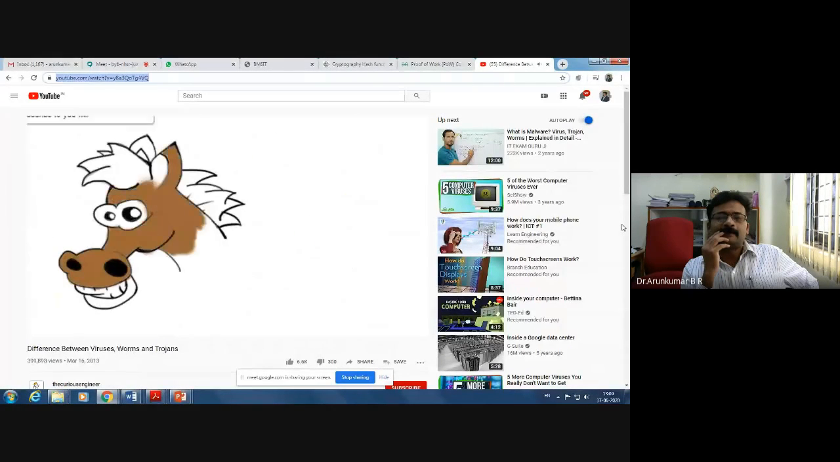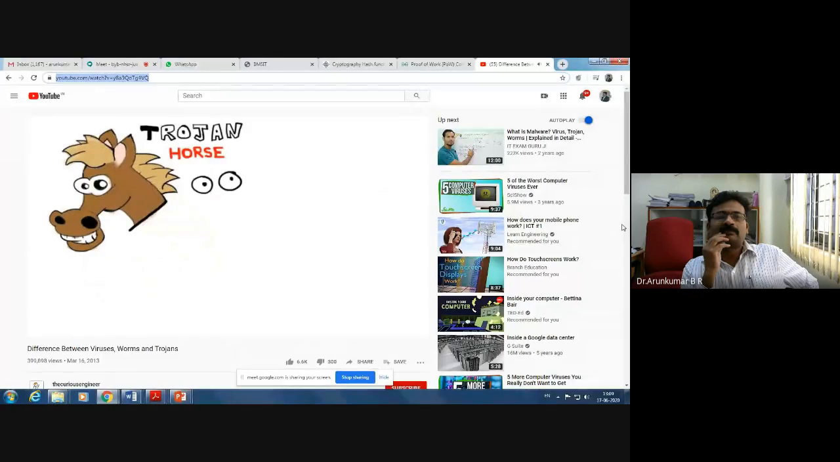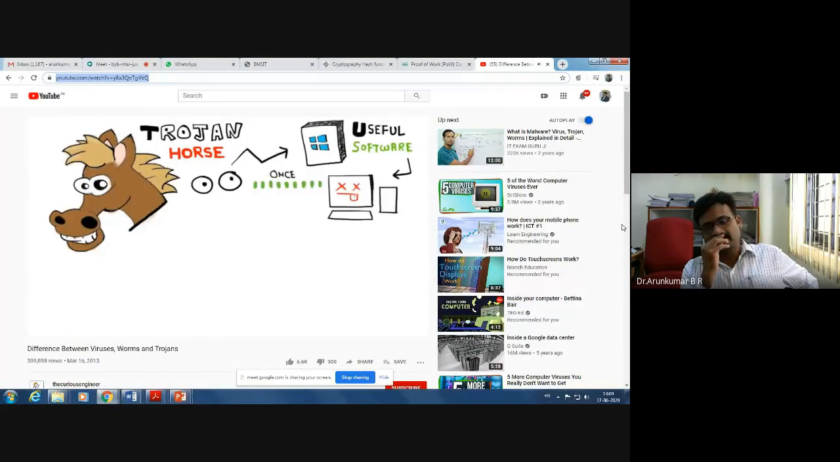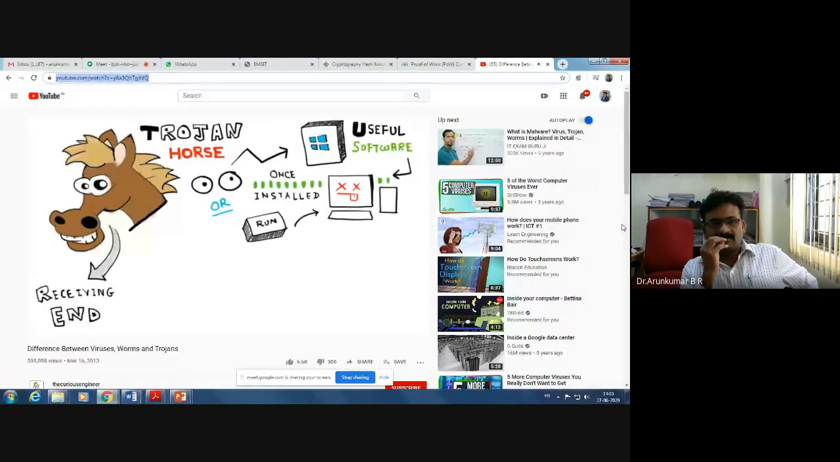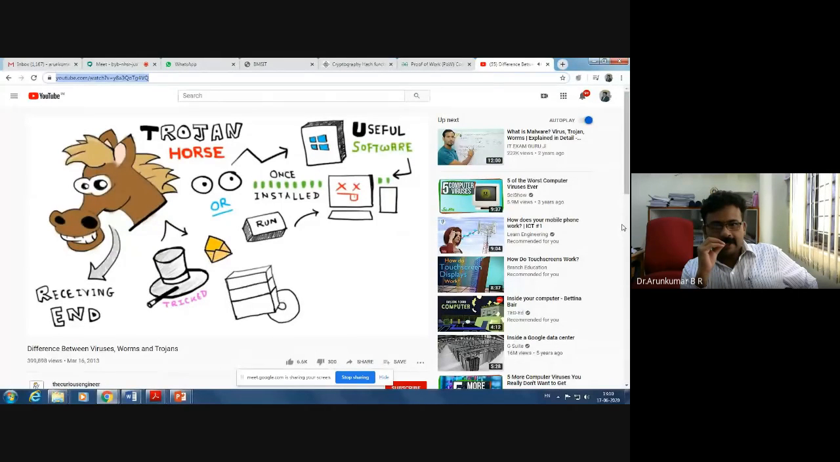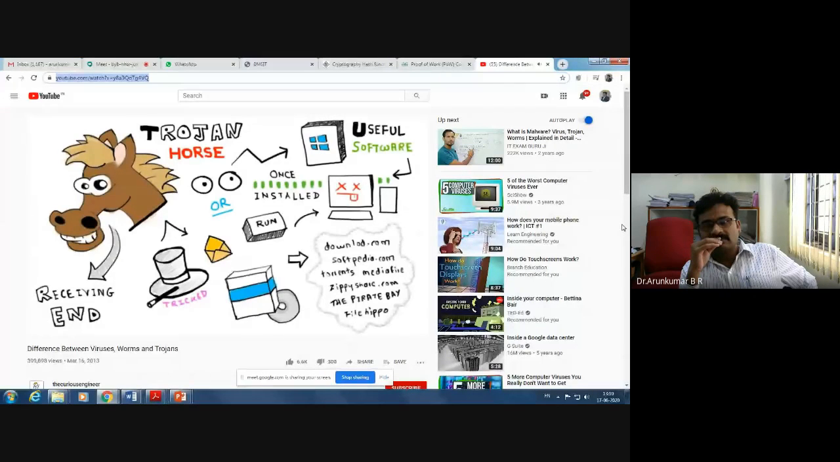So what is a Trojan horse? The Trojan horse at first glance will appear to be a useful software, but will actually do damage once installed or run on your computer. Those on the receiving end of the Trojan horse are usually tricked into opening them, because they appear to be receiving legitimate software or files from a legitimate source.